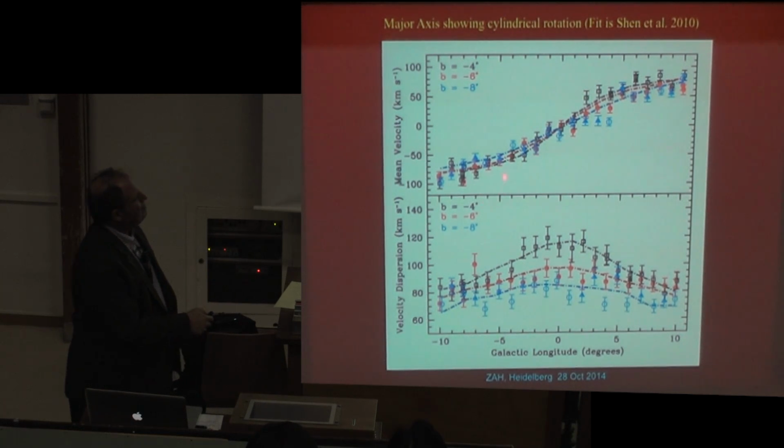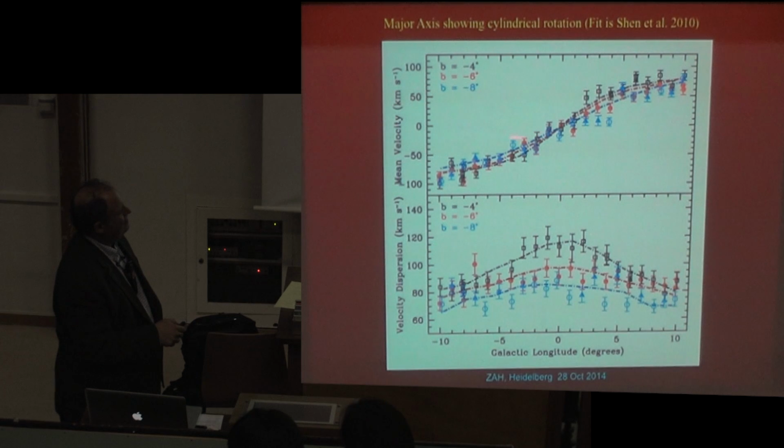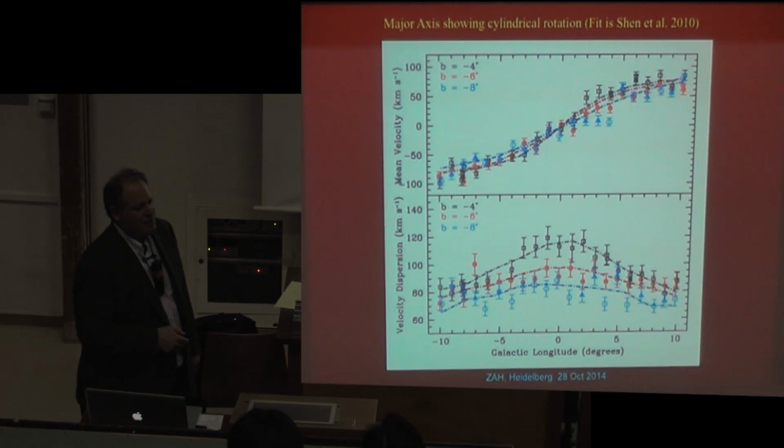This shows an overlay of all of our data. This is from Kunder et al. 2010, with a fit of the Shen model that I'll talk to you about shortly. And here you can see very clearly the cylindrical rotation. That is, the rotation field doesn't really change as you move away from the galactic plane, whereas in a classical bulge, it does rotate more slowly away from the plane.